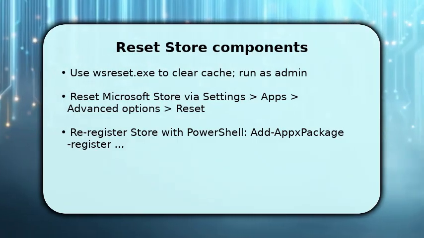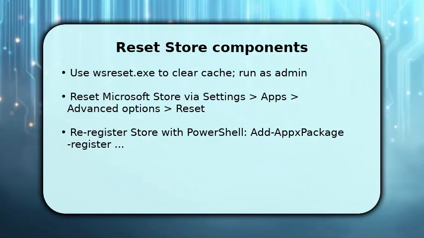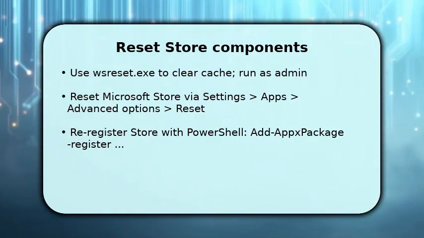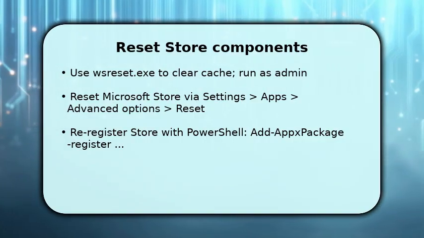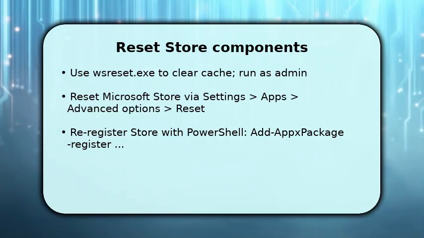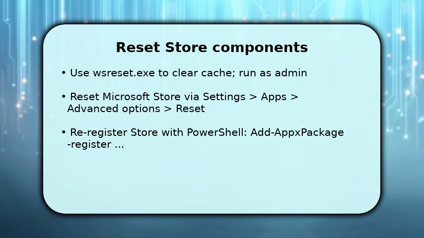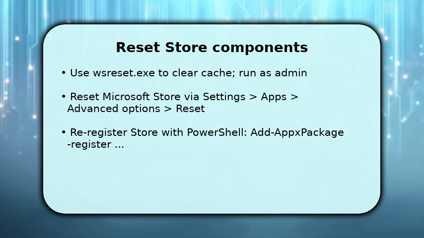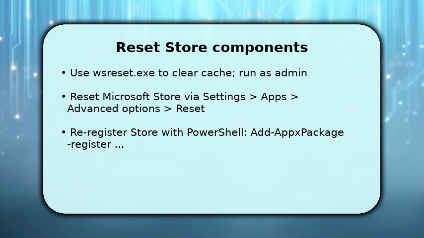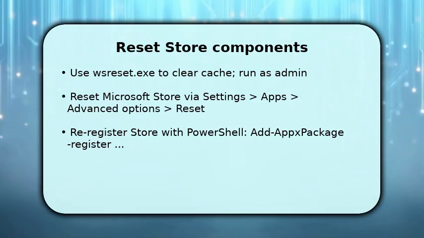Next, open Settings, navigate to Apps, find Microsoft Store, then Advanced Options and choose Reset. This preserves data in most cases but reinstalls the app. If problems persist, re-register the store via an elevated PowerShell command to restore missing package registrations. These steps finish by validating the store.